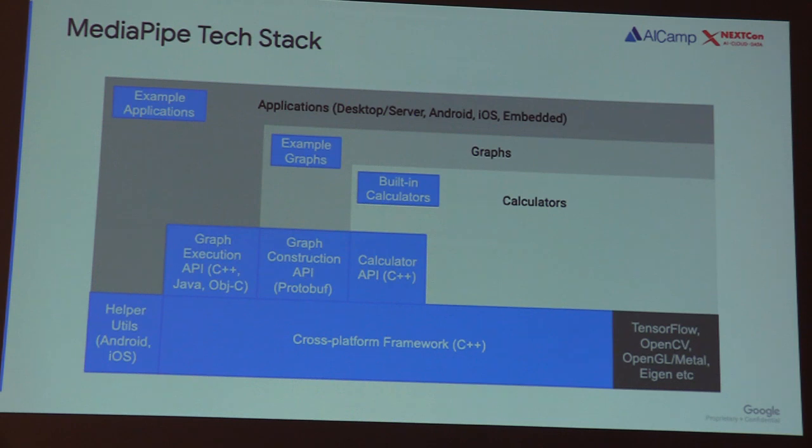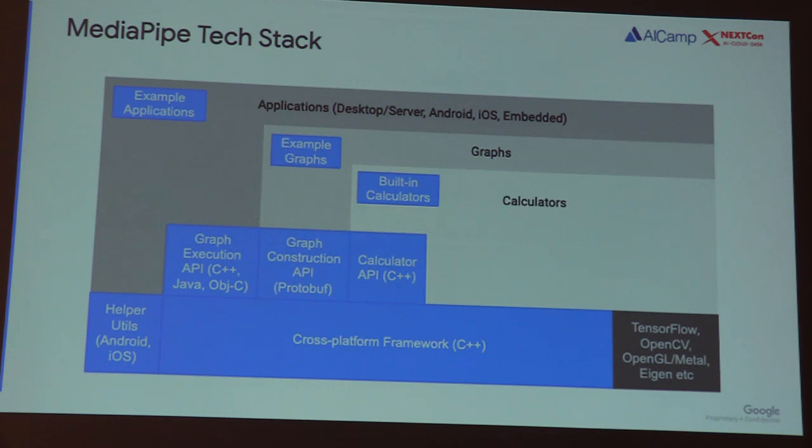The next level of interaction you can have is to author your own graphs. That's the graph construction API. The most popular interface there is the protobuf format. You specify the graph, the set of components and their options and their connections, all using protobuf, which is a lot like a JSON data structure.